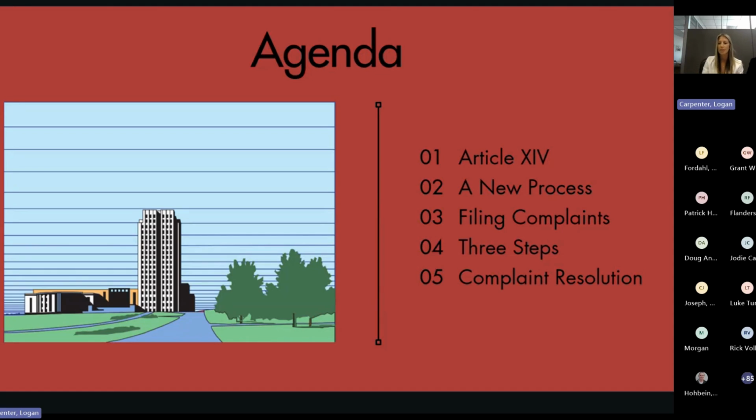We're also going to talk about the roles of the complainant, the respondent. It's okay if you don't know what those terms are right now. We're going to get to that. And the commission along the way.